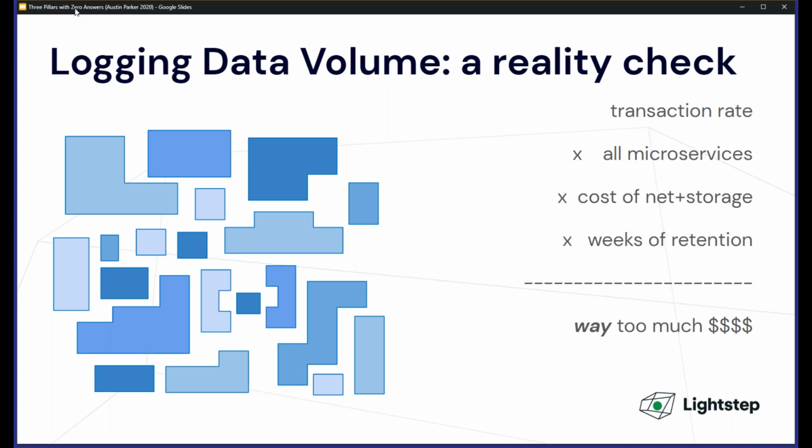The total logging data volume, when you include the cost of networking to exfiltrate and centralize those logs somewhere, and then how much it costs to store them, multiplied by however many weeks of retention, gets extremely, extremely pricey very, very quickly.